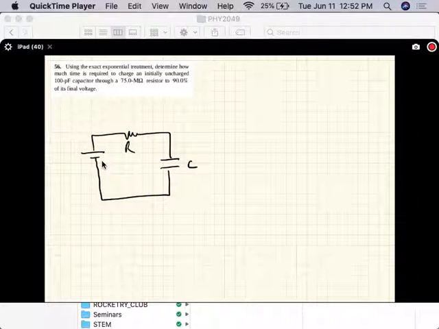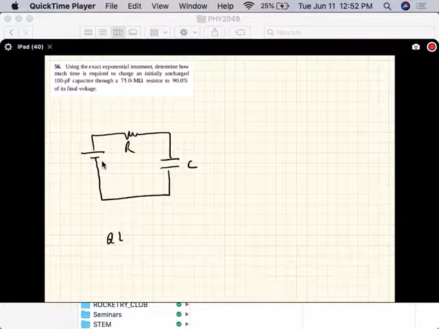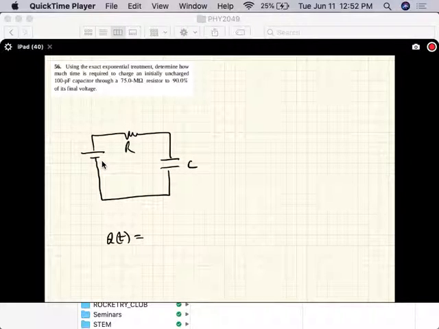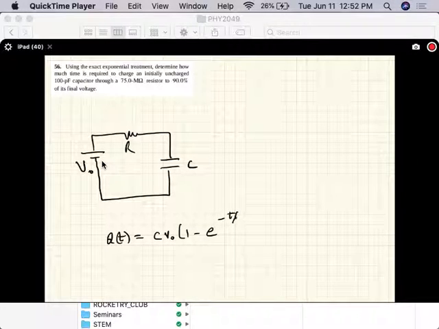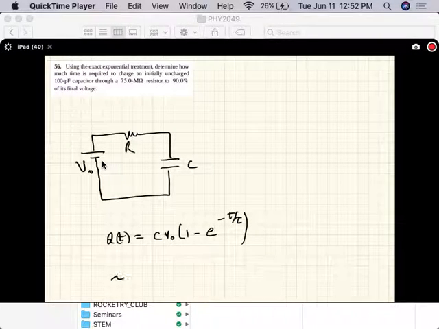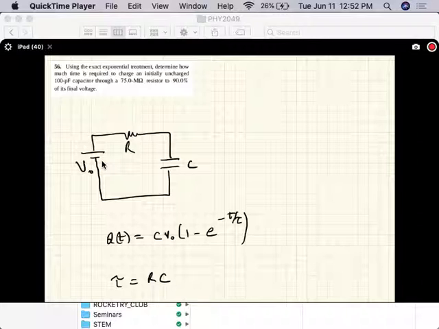RC again. So the charge on the capacitor builds up like CV naught (1 minus e to the power minus t by tau). Again, the time constant is RC.